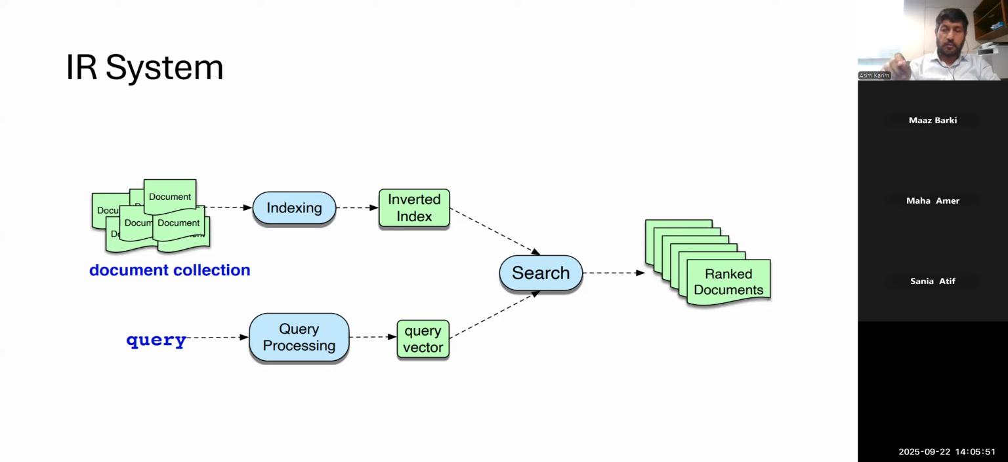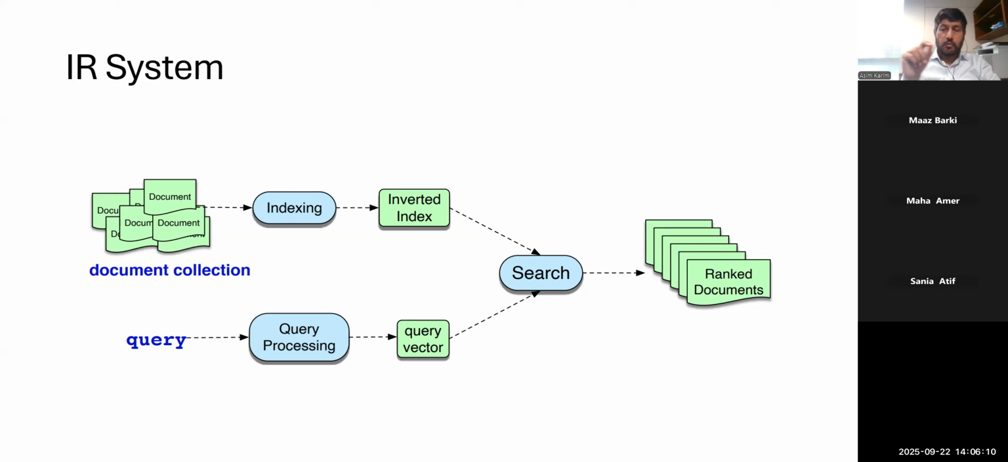So a more complex IR system may have a feedback loop, what is known as relevance feedback. The user may give feedback to the system and the system may adapt with time. We are not going to discuss those steps. And of course, more complex systems may have more sophisticated query processing.